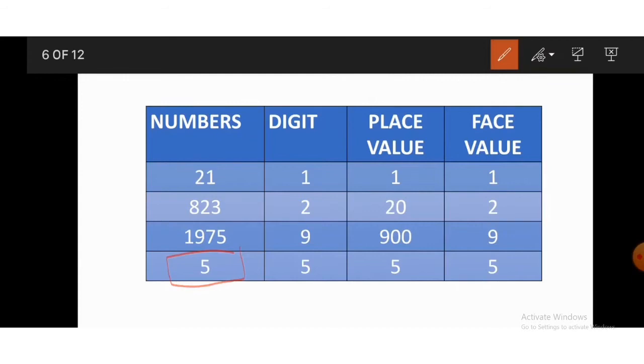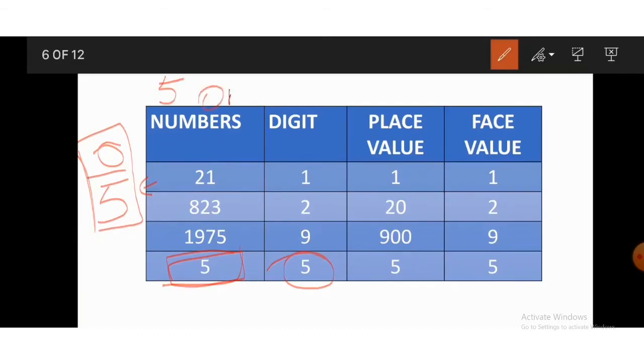Very simple. The number of digits in 5 is only 1. They are asking you to find out the place value of 5. First write the number 5 here. Now write the places on top of 5, where the first place is 1's. That's it. 5 is in which place? 1's place. Now what will the place value of 5 be?